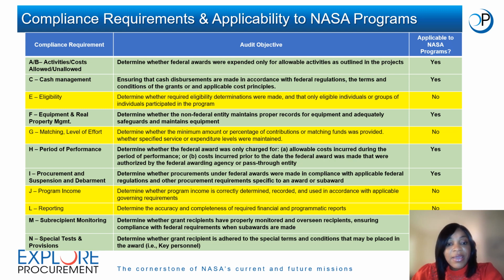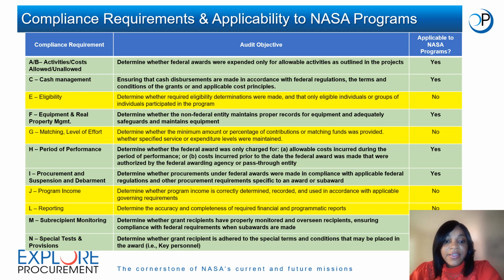For equipment and real property management, the auditors are testing whether your entity maintains proper records for equipment and adequately safeguards and maintains the equipment. As for the period of performance, the auditors are testing whether your entity charged the federal award for allowable costs that were incurred during the period of performance, or whether the costs were incurred prior to the date the federal award was made and were authorized by the federal awarding agency or the pass-through entity.